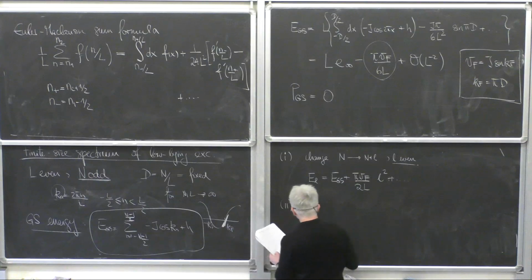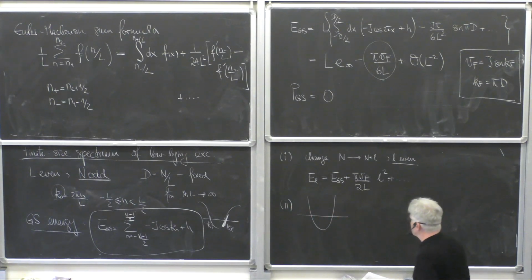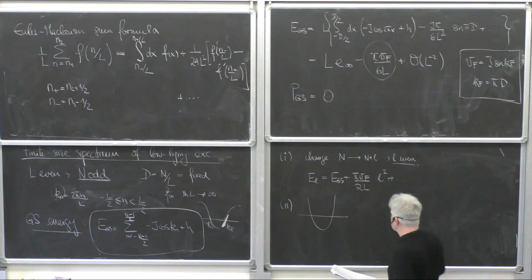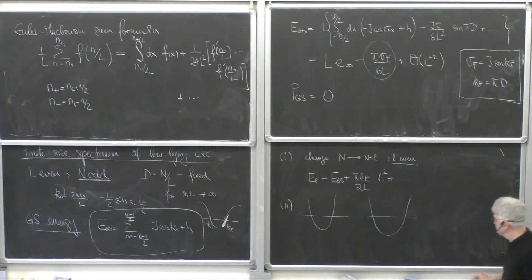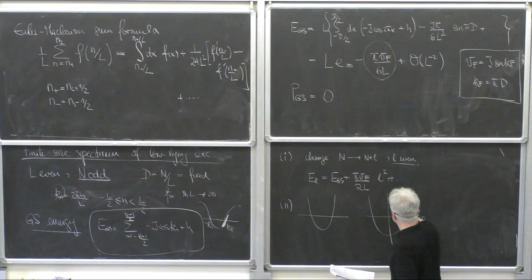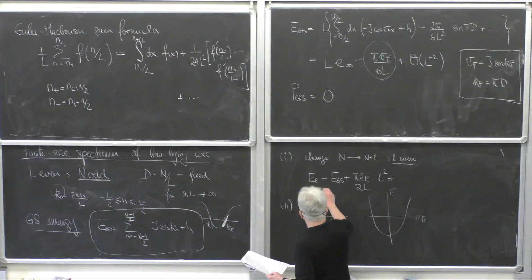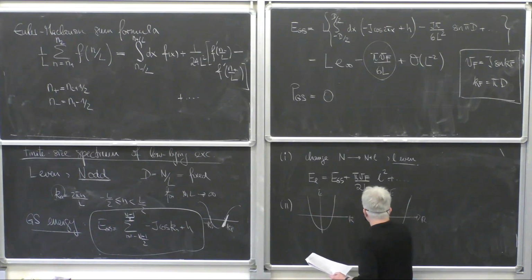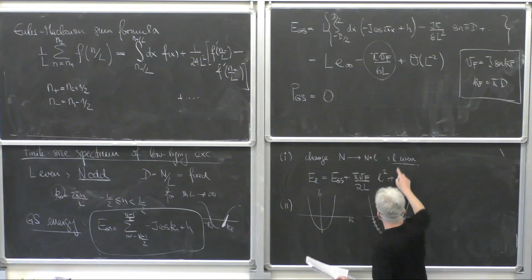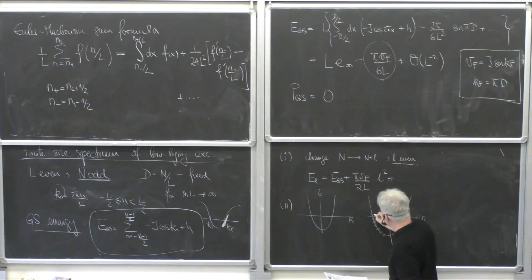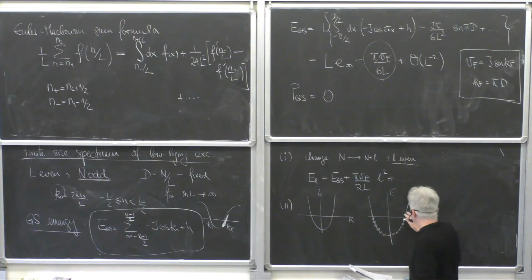Then finally, we can talk about the full spectrum of low-lying excitations. So low-lying excitations come in two categories. Here I have K, here is E of K. So the ground state is always this Fermi sea. And what this corresponds to is basically just adding two fermions here.